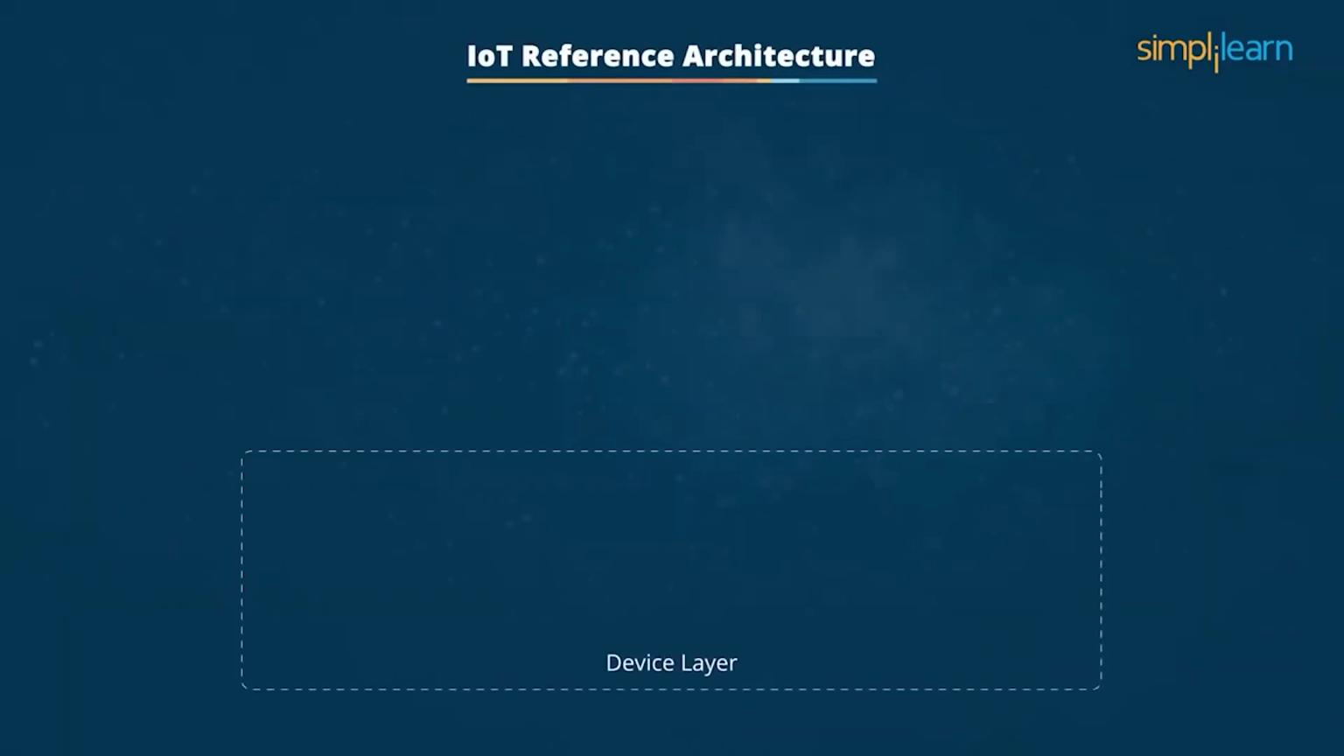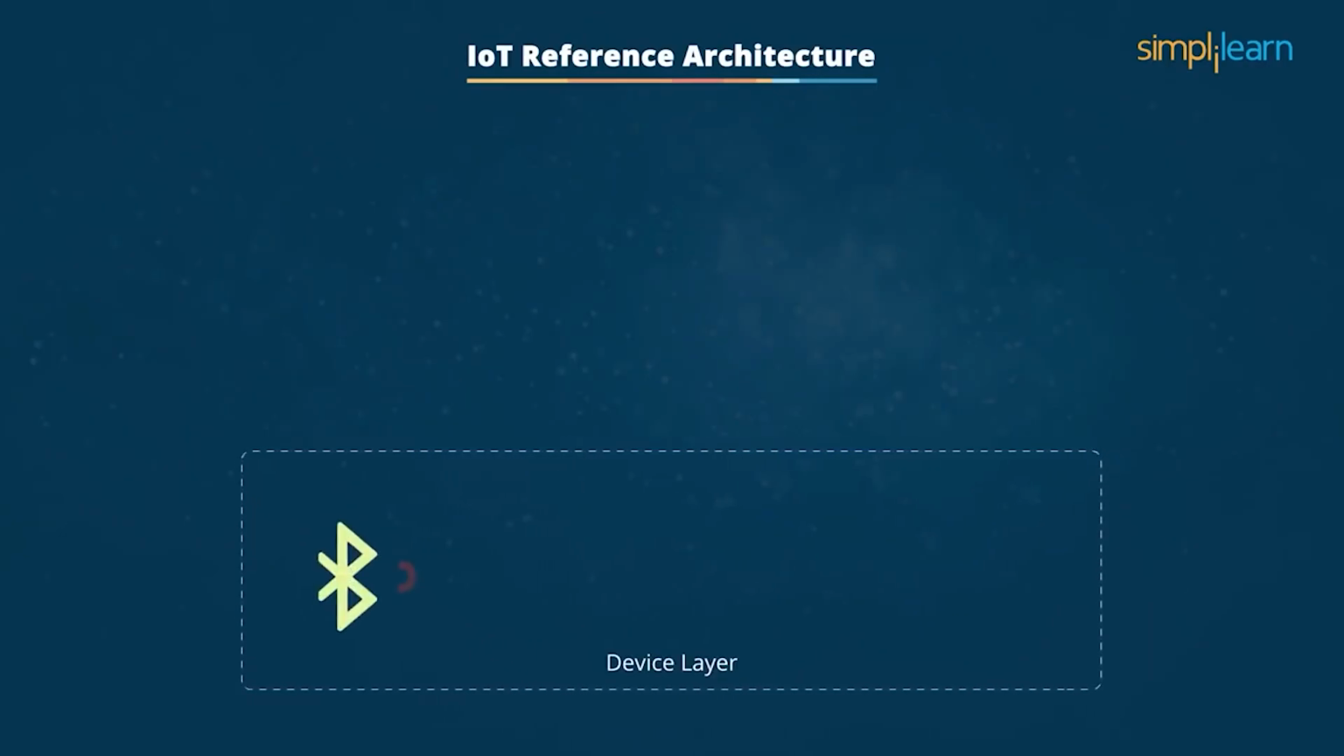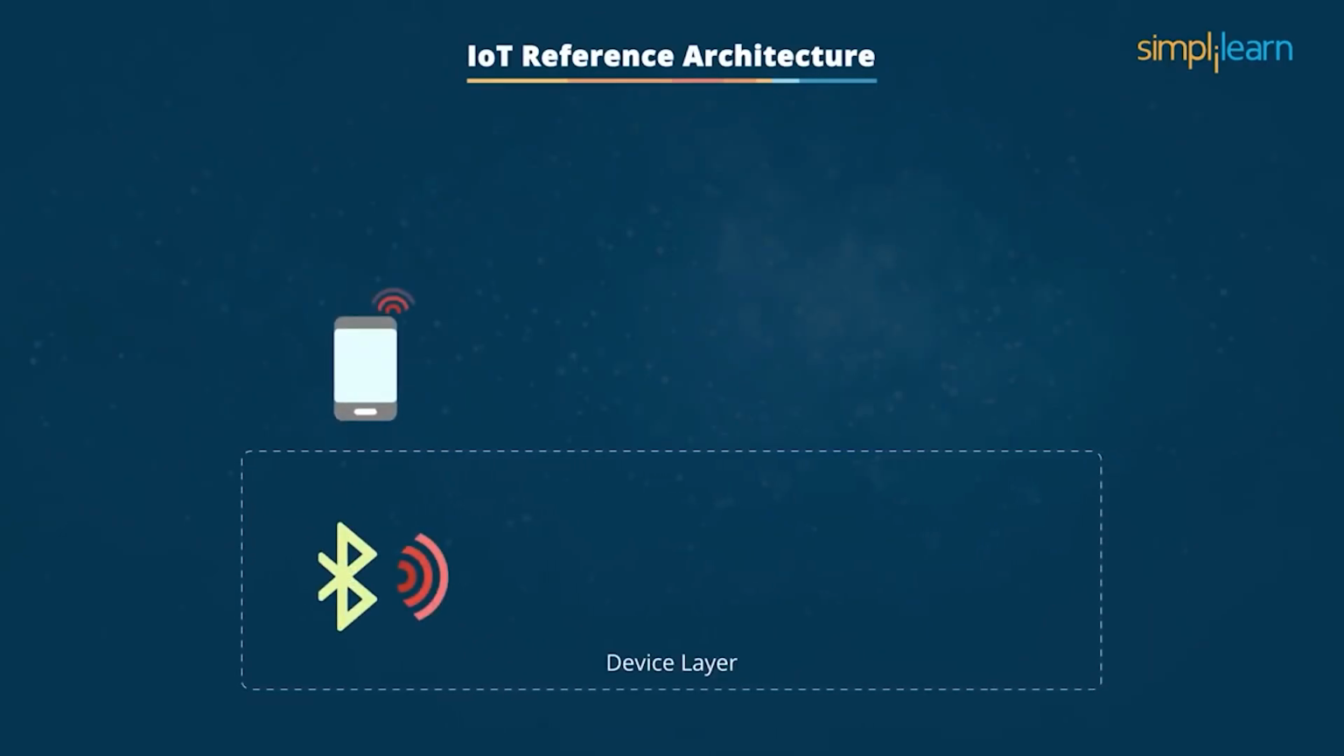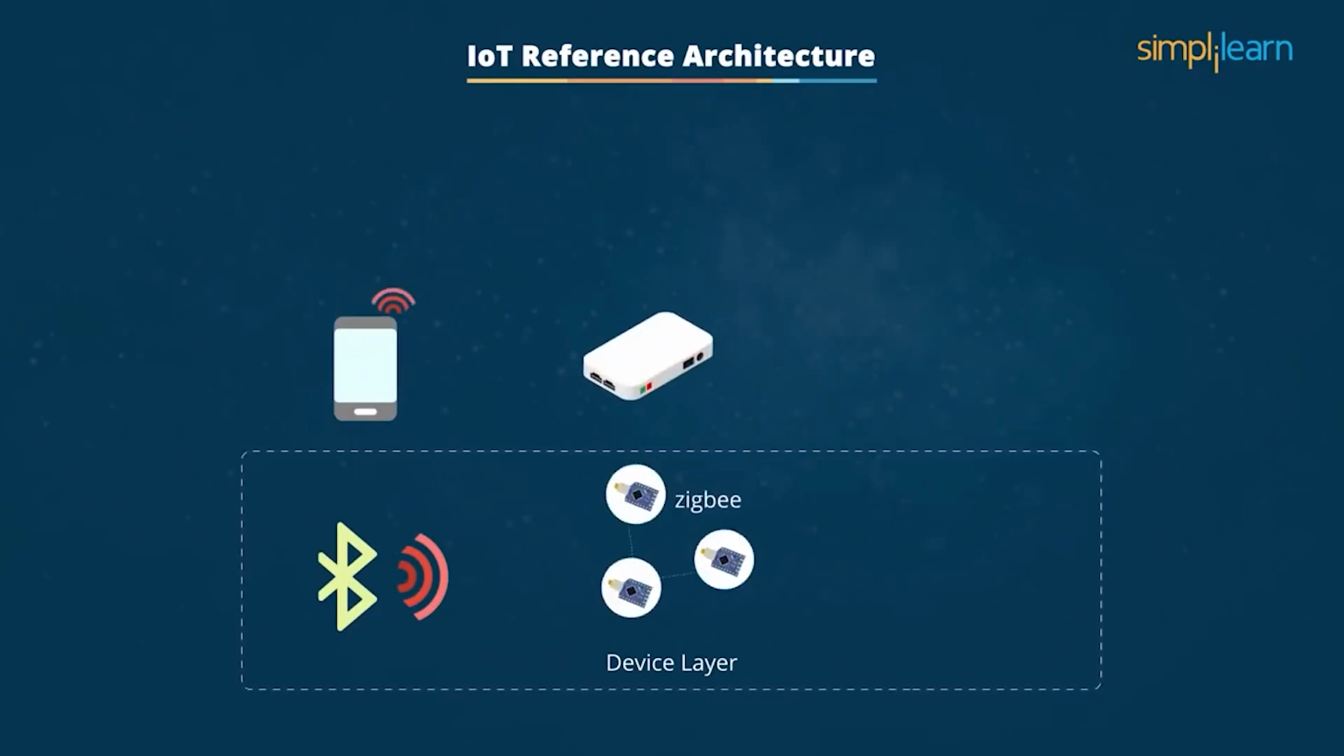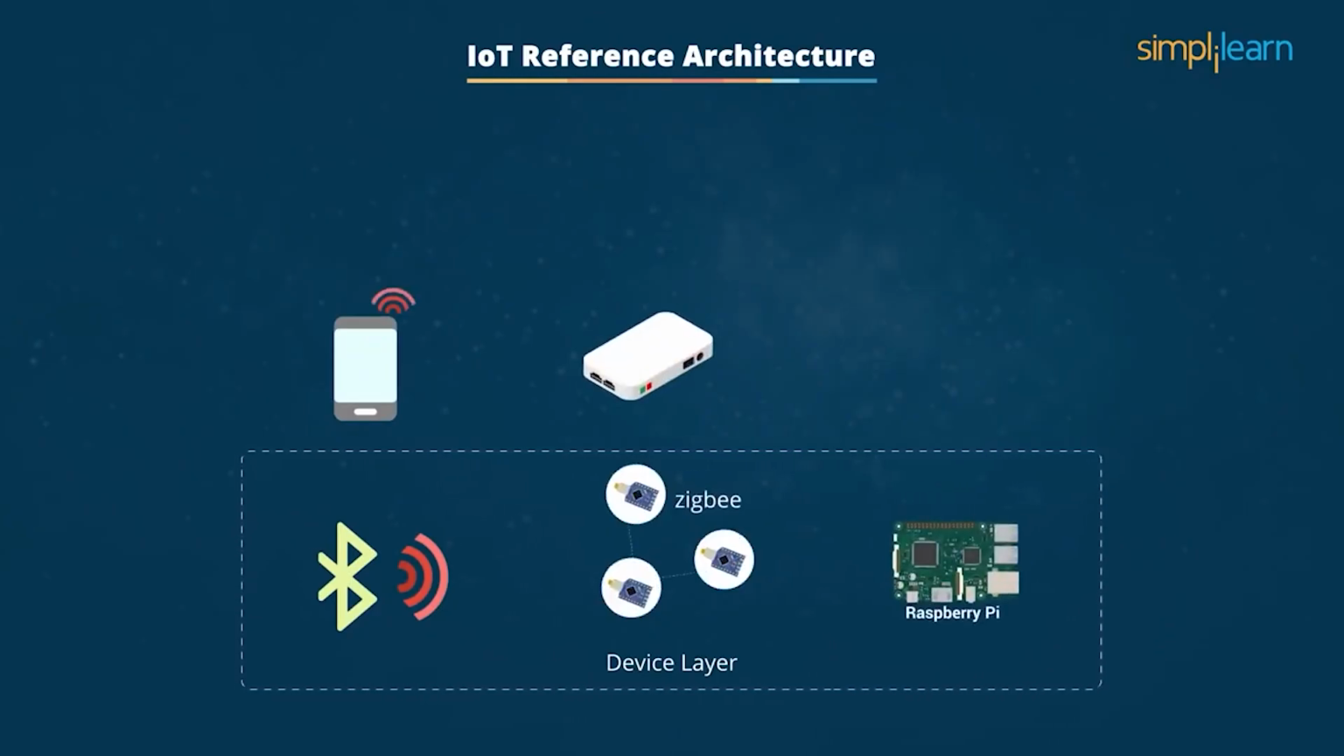IoT reference architecture. Next, let's learn about the various layers in the IoT reference architecture. Device layer. The device layer is the main component where there are various devices like sensors that are interconnected. Some examples are Bluetooth connected via mobile phone and Zigbee via Zigbee gateway. The other devices include the Raspberry Pi that's connected to the Ethernet via Wi-Fi.